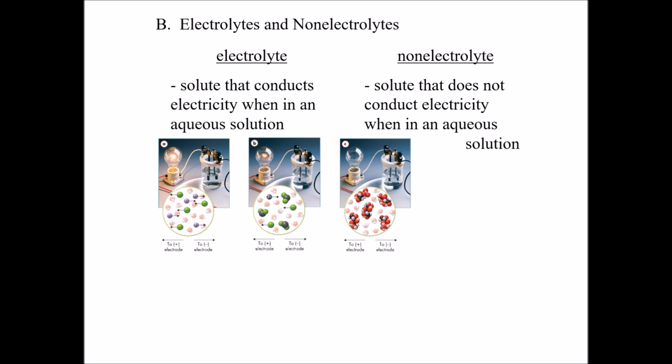Notice in the next picture, in picture B there, that there's ions. There are some positives and negatives, but not very many. Since there are fewer, then less electricity can go through that solution. So that's a weaker electrolyte. Okay, so the light bulb doesn't go on as much.